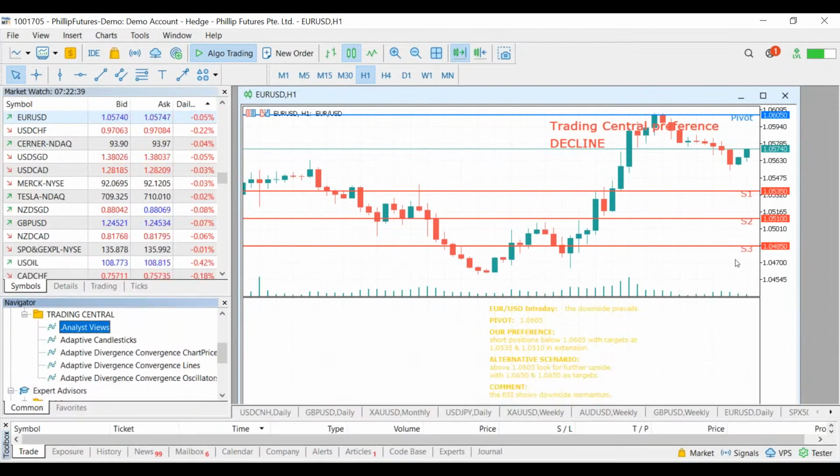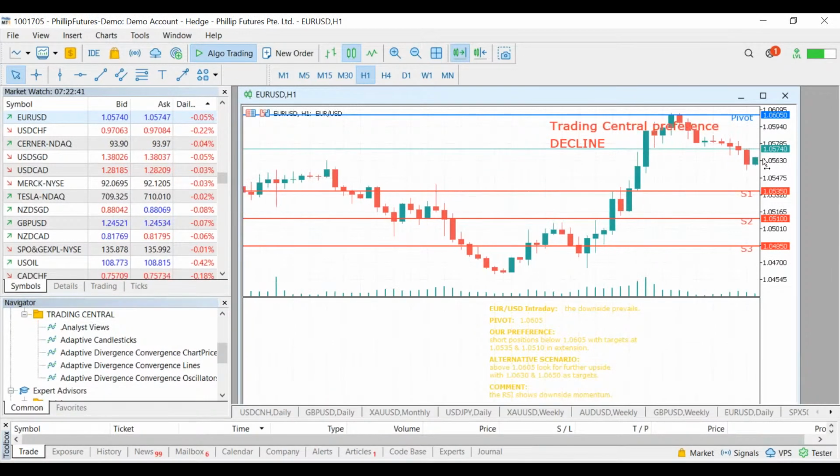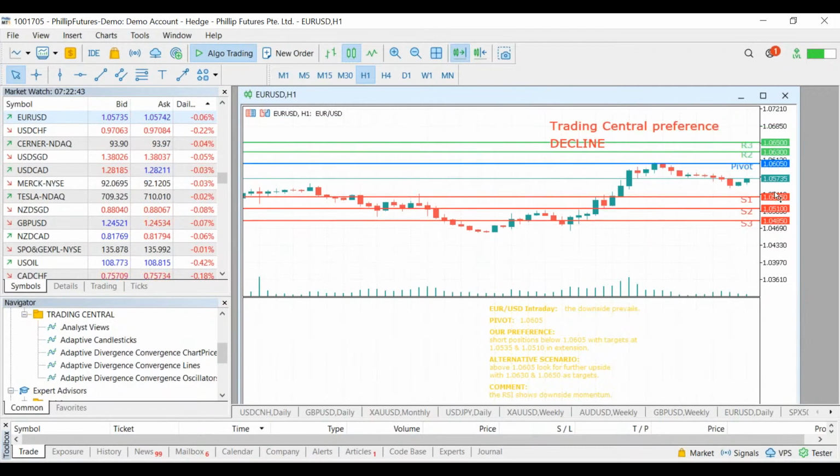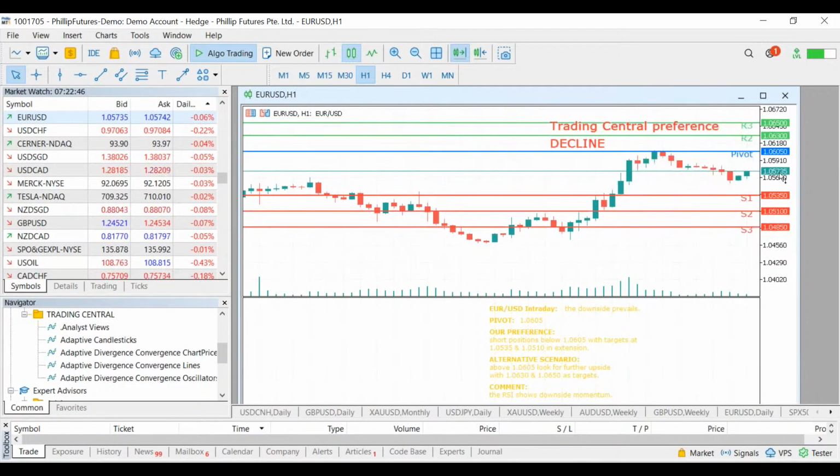Okay, so here you would see what I was talking about. Just a drag of a button, then you would see the pivot point, the support levels and the resistance levels that they're looking at. Essentially, this trade idea says that as long as the price is below this pivot point of 10605, the trend remains bearish. They also include some pointers here, and a bit of commentary, like RSI is showing downside momentum and all that.